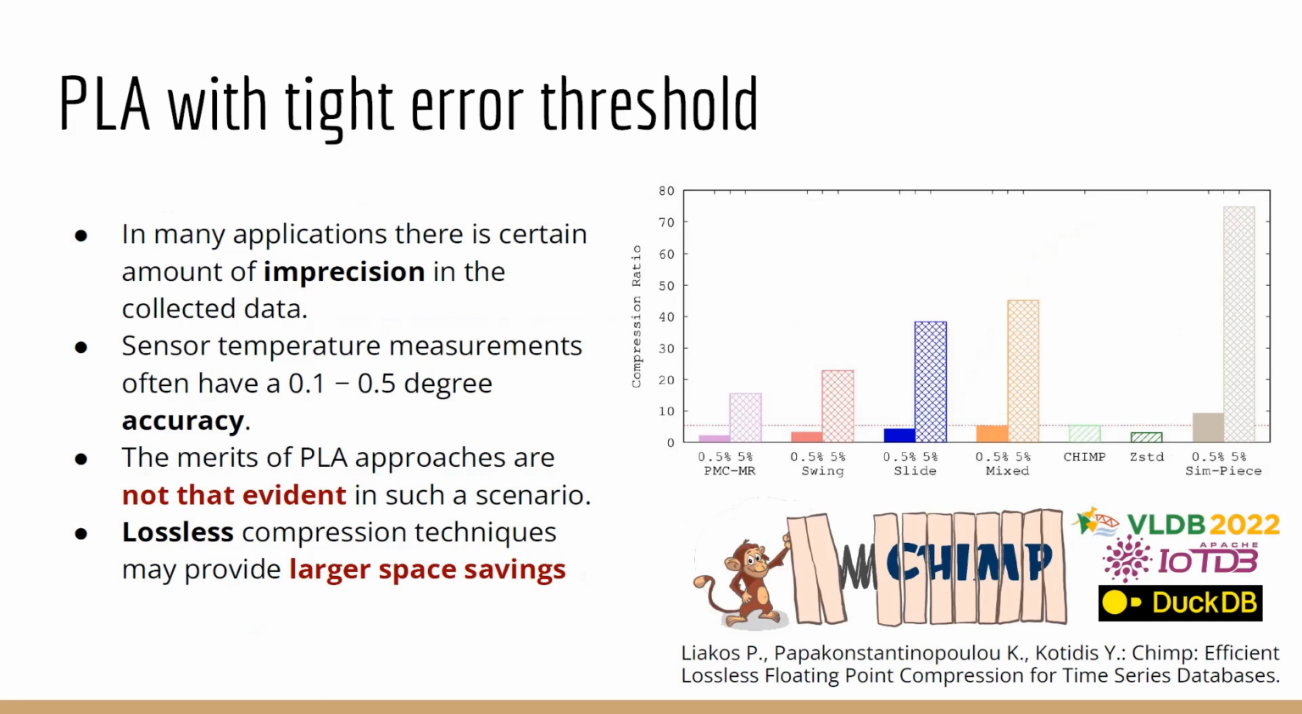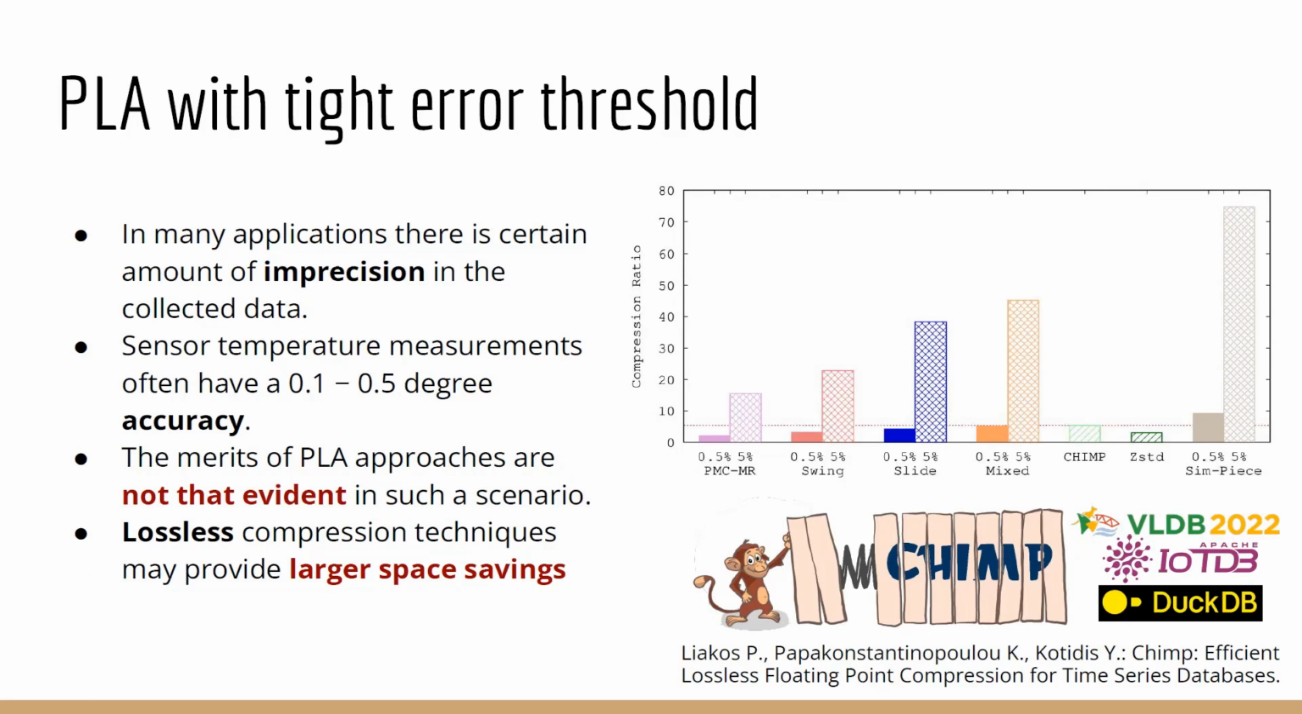Now, in many applications, such as the ones using sensor temperature measurements, there is a certain amount of imprecision in the collected data, and there exist lossless techniques such as CIMP, that was proposed in last year's conference by our group, that provide better space efficiency than lossy techniques. In the figure, we see that CIMP needs less space than the PLA approaches discussed earlier, when the desired error threshold is set at 0.5% of the signal's range.